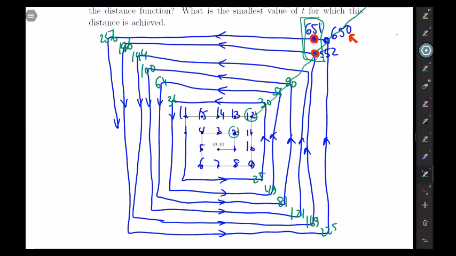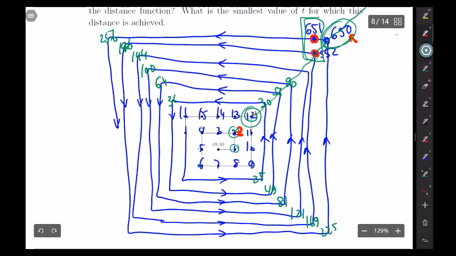So for instance, 650 is which turn? Okay, so we need to count. If you start counting, this is the first turn, second turn, 3, 4, 5, 6 turn. Let me write the turns now. So this is the second turn. So second turn, 6th turn, 10th turn, and so on. This is the 14th turn, the 18th turn.